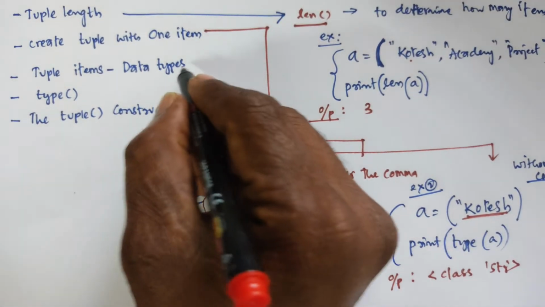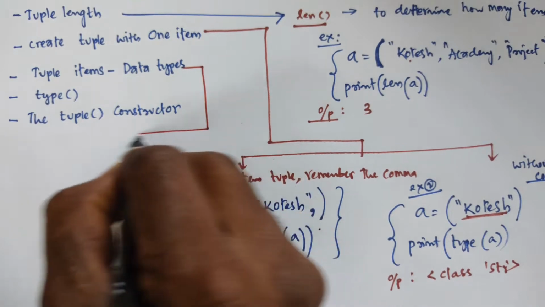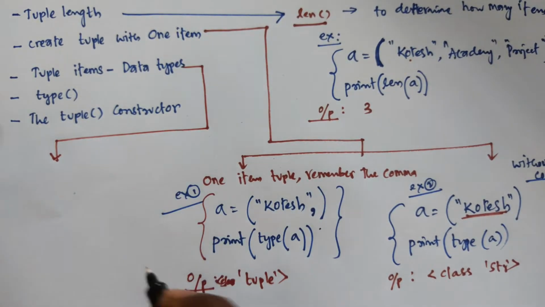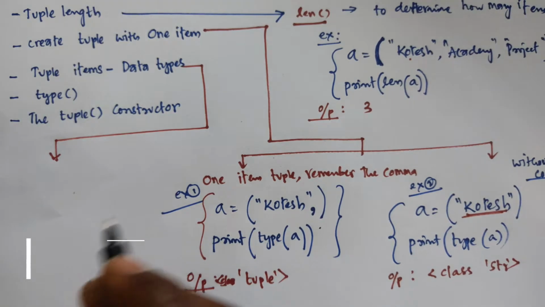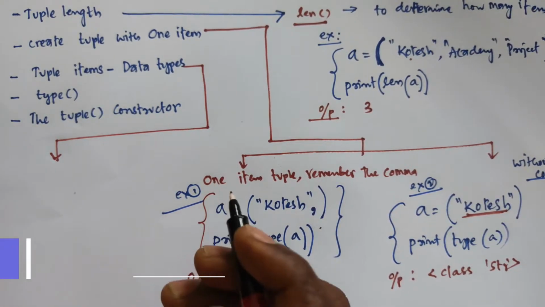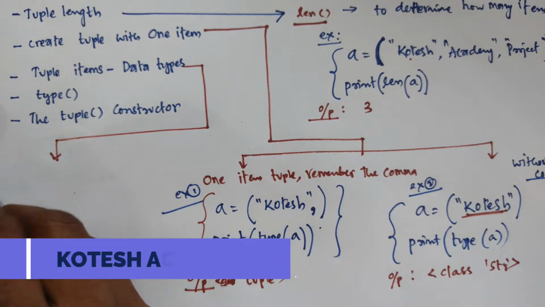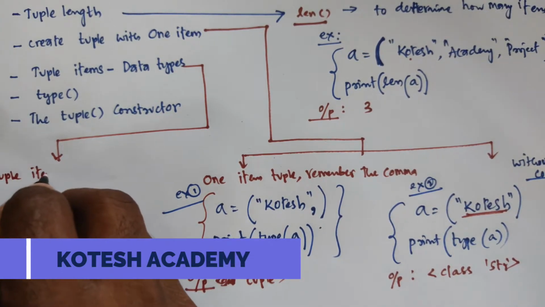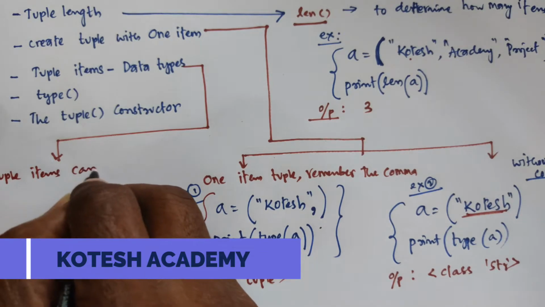Next one is tuple items, various data types. Tuple items can be of any data type. For example, you can write string, integer and boolean data types. Simply, tuple items can be of any type.